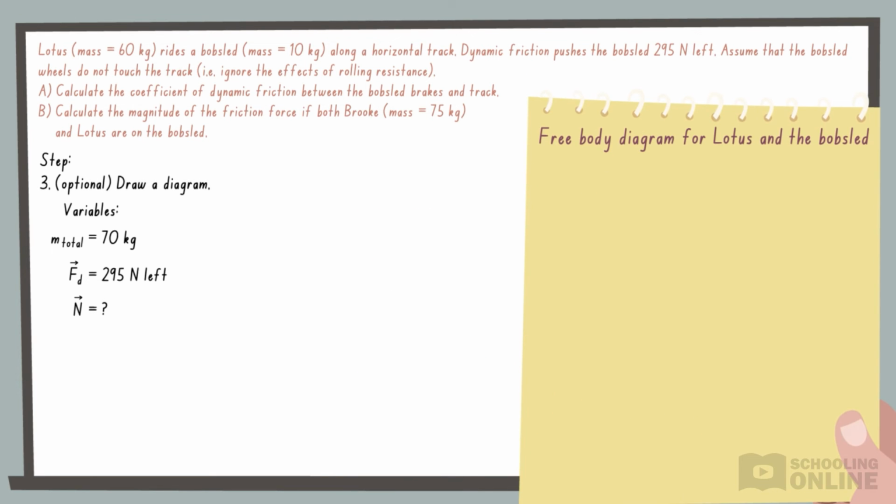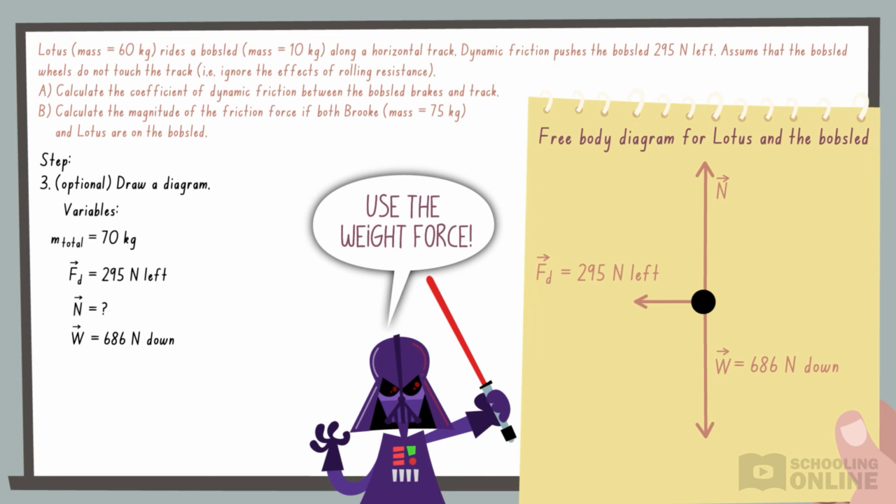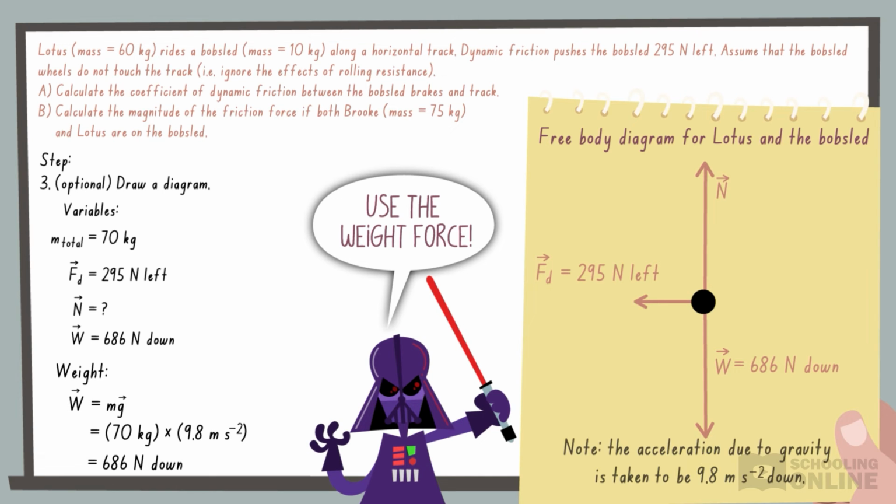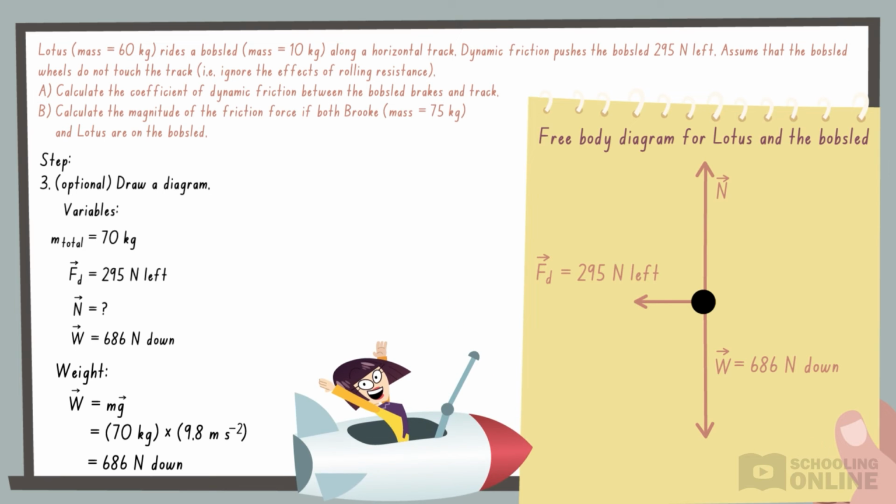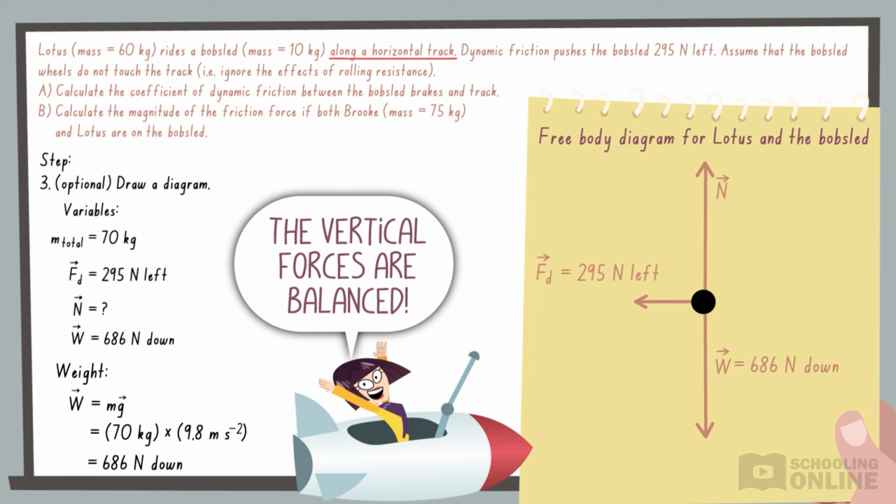To address this issue, we need to draw a free body diagram. Lotus and the bobsled are pulled down by gravity, pushed up by a normal force, and pushed left by dynamic friction. We can find the weight force by multiplying the total mass and the acceleration due to gravity. Since Lotus is travelling along a horizontal track, she isn't moving up or down, and the vertical forces are balanced. Therefore, the normal force is 686 newtons up.